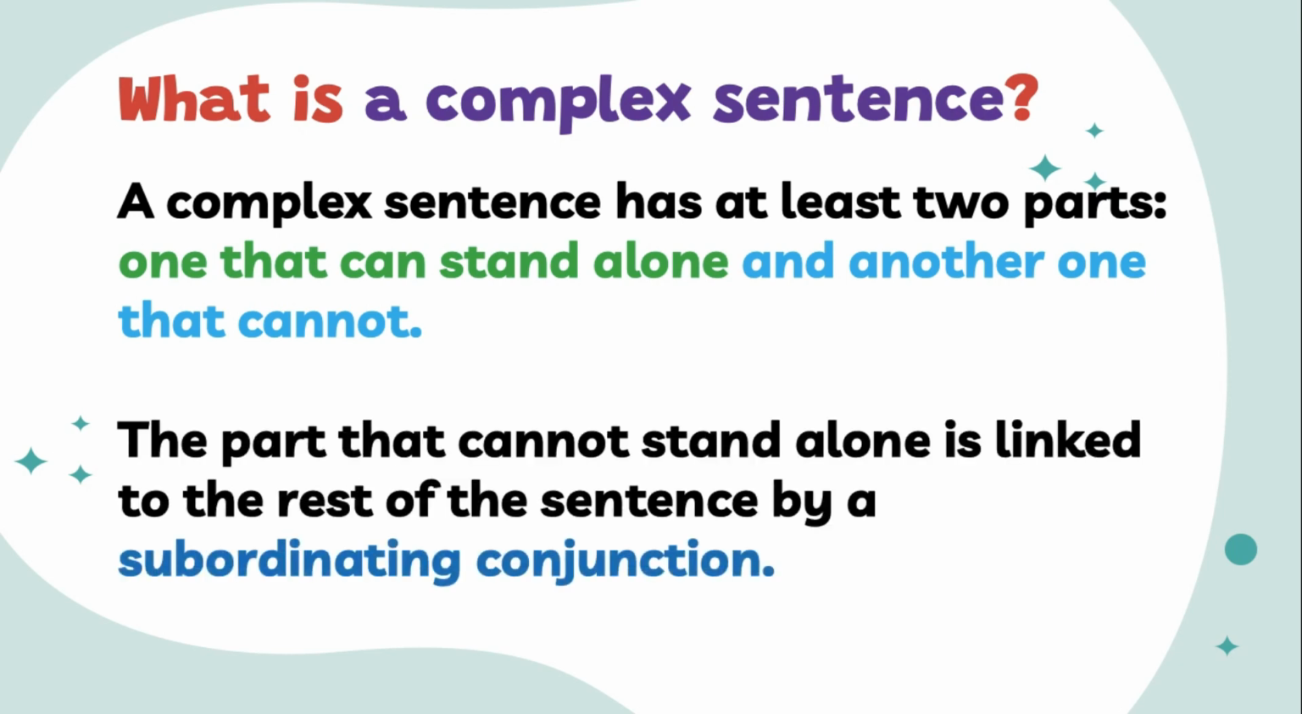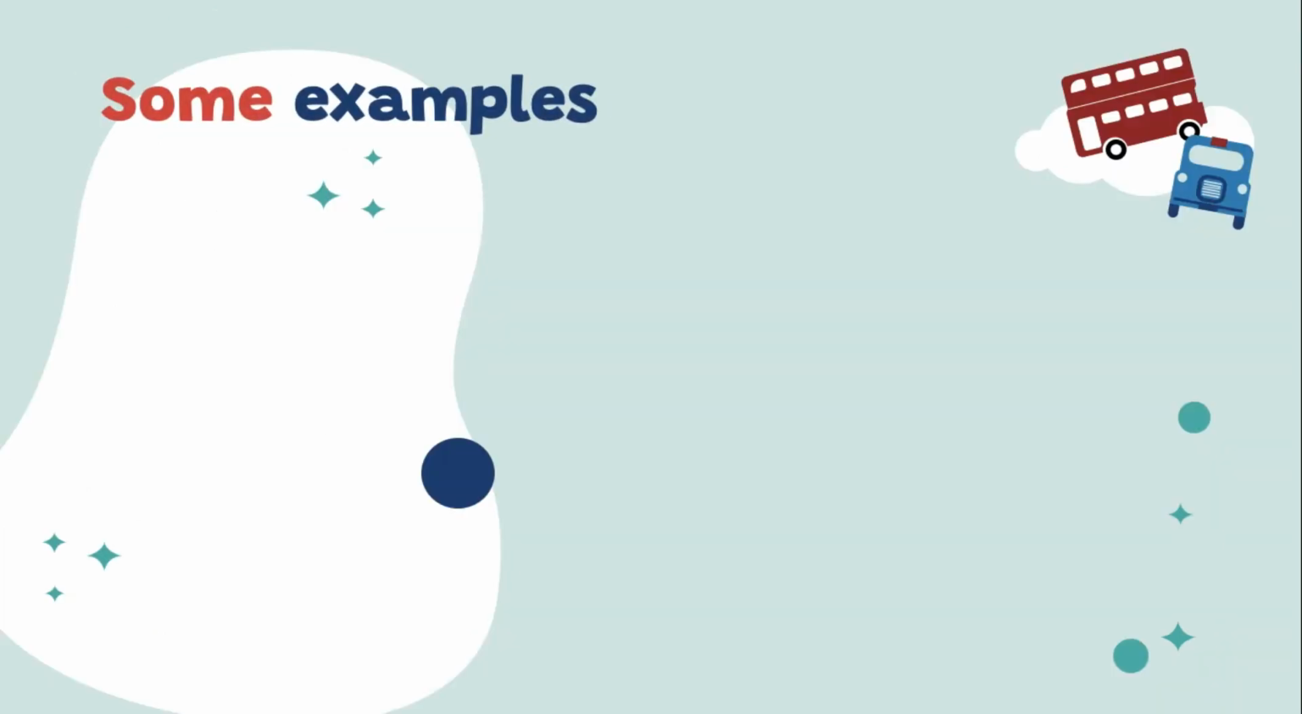Alright, so another definition is that the part that cannot stand alone is linked to the rest of the sentence by a subordinating conjunction. Okay, so the two clauses, the dependent and independent clause, are joined or linked together by what we call a subordinating conjunction. Now we move on to look at some examples of complex sentences.